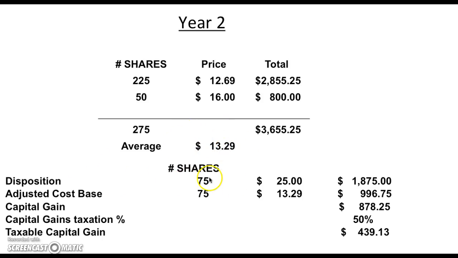If they then sold 75 at $25, they would yield $1,875, and the cost would be $996 for a capital gain of $878 at 50%. The amount to include in taxable income in year two for capital gains would be $439.